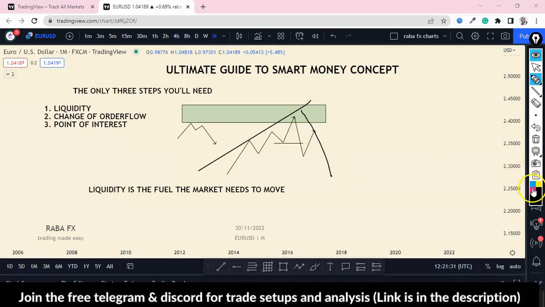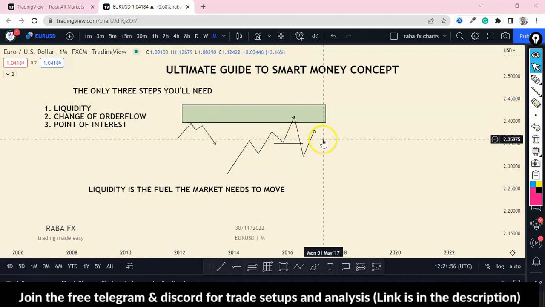Okay, so we want to see that market changing from bullish to bearish. So this is part of a setup. Now, because the market has changed doesn't mean you should take the trade outrightly. Okay, there are other things you need to consider when trading smart money. So now that takes us to the third point here, your point of interest.